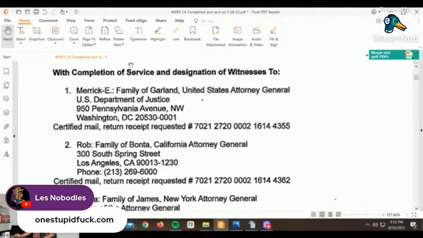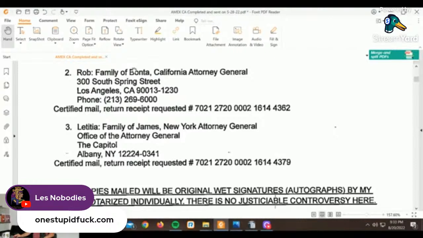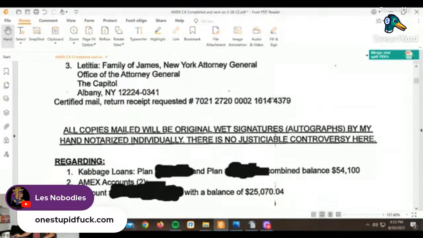And then I did completion of service and designation of witness. So they were witnessing it. The United States Attorney General, Merrick E., family of Garland, and that went certified mail. Here's a number. And then Rob, family of Bonta, California Attorney General, 300 South Spring Street, Los Angeles, California, 90013, certified mail, return receipt requested. And then because I'm sending it to New York and because Amex is in New York, I sent it to Letitia, family of James, New York Attorney General, Albany, New York, certified mail. All copies mailed will be original wet ink signatures, autographs by my hand, notarized individually.